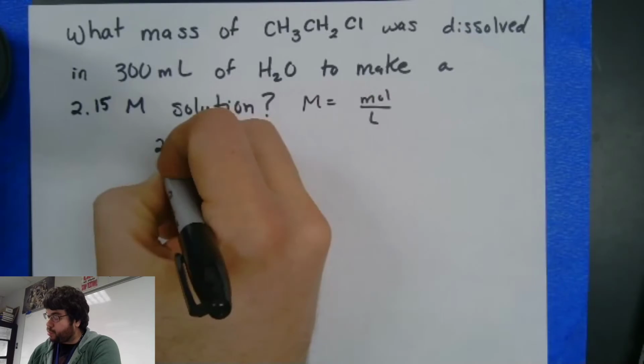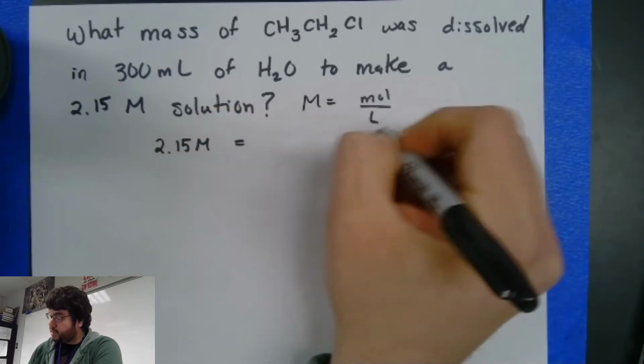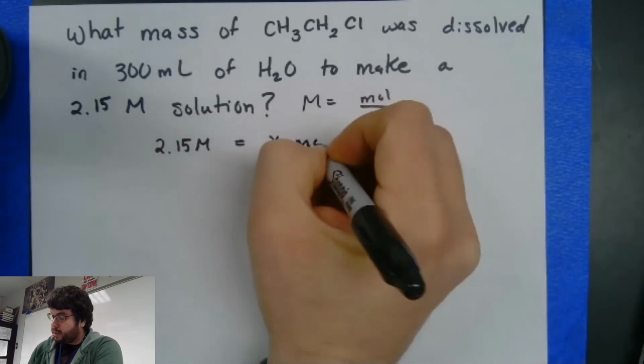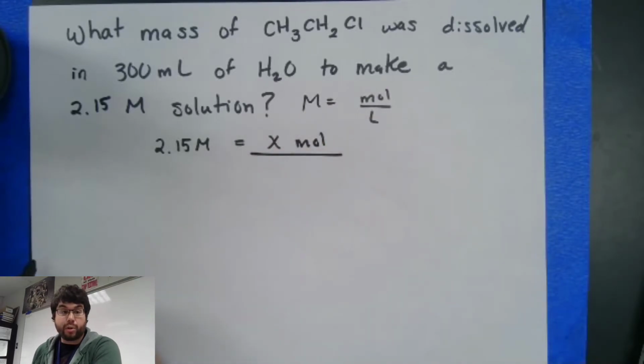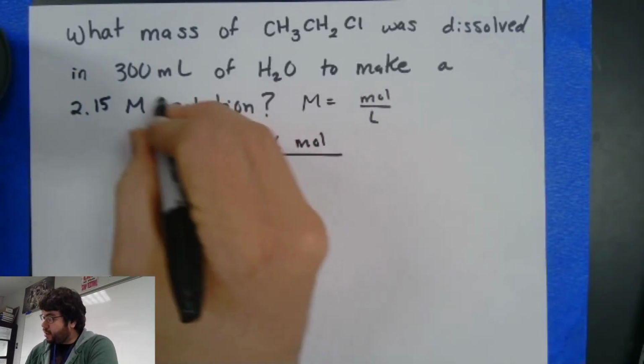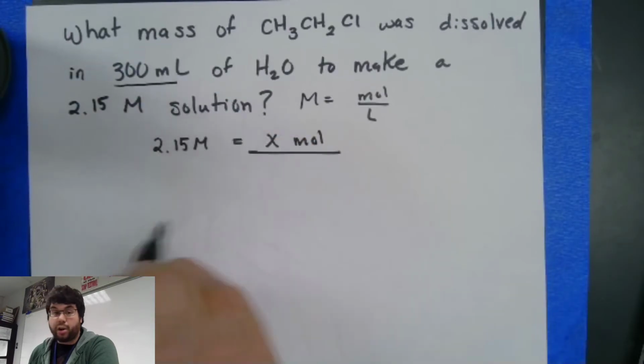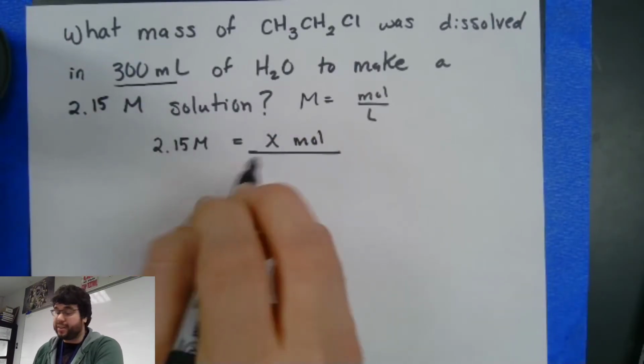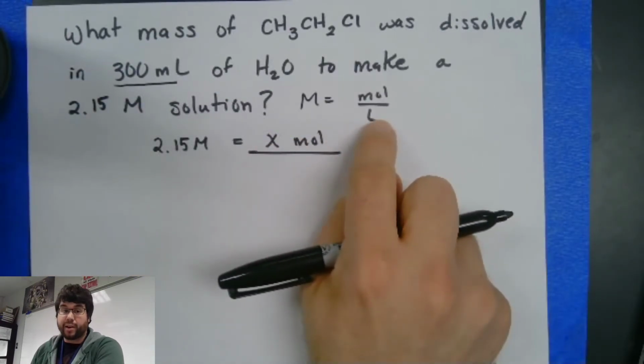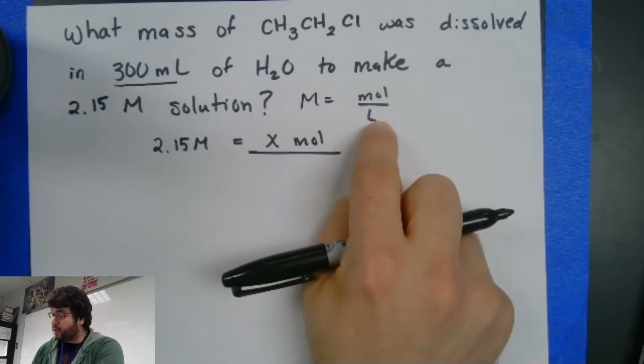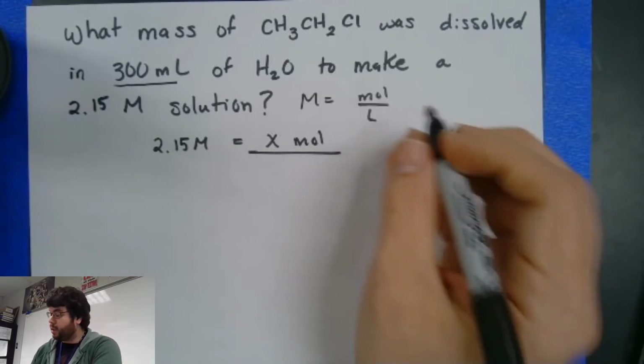So what I'm going to do is 2.15 molar equals, using this equation, x moles. I don't know how many moles I need. And this is our volume, but I'm not going to put 300 milliliters. This is liters, so the unit down here has to be in liters. So 300 milliliters is 0.3 liters, approximately 1/3 of a liter.